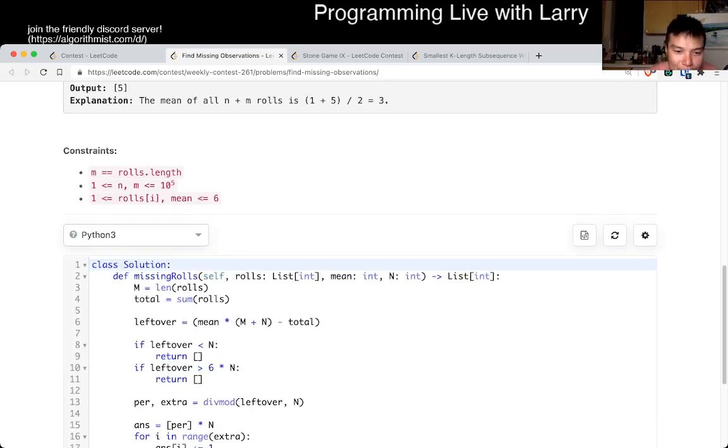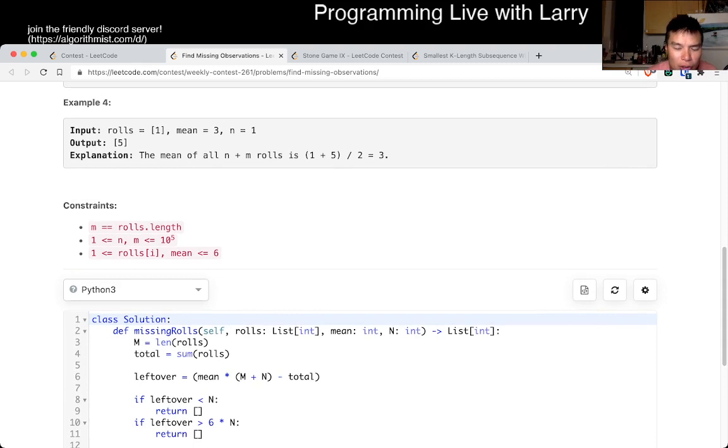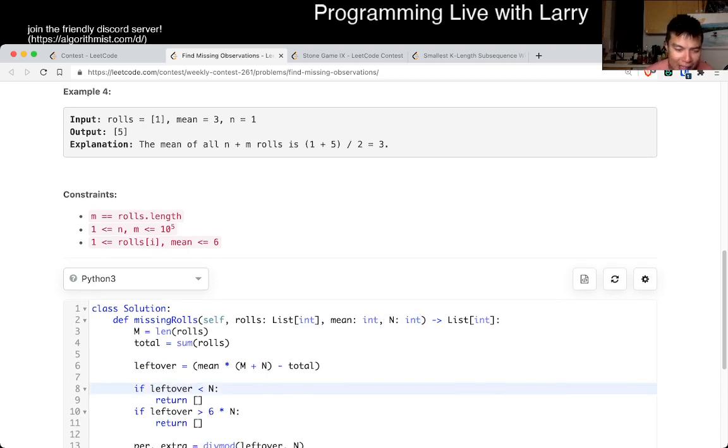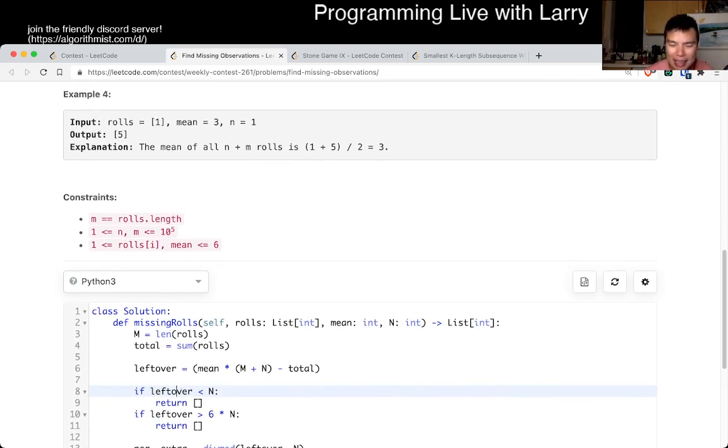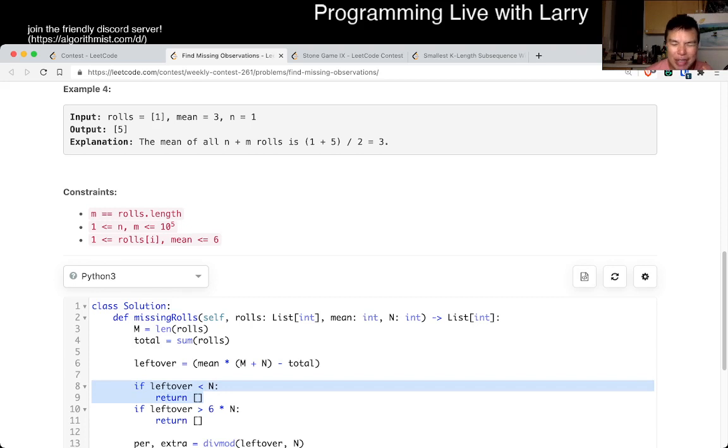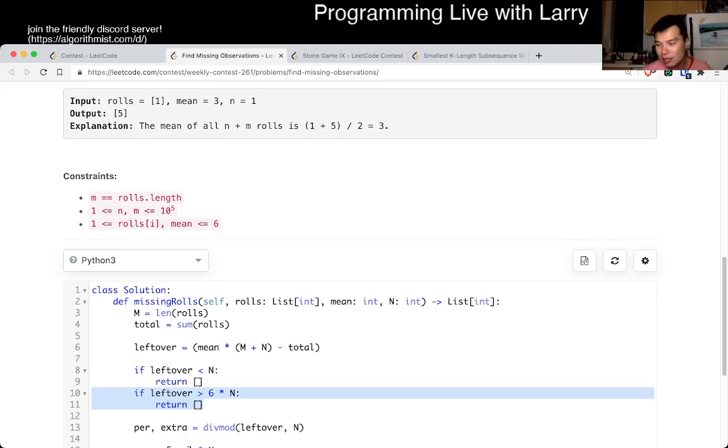So like I said, this is the total of m plus n numbers, and this is the total of just the m numbers on the rows. So this is the leftover, which is basically the sum of the n rows. Then we do a sanity check validation. If it's less than n, that means some of the numbers have to be less than 1, which cannot be possible, so we return empty. If you require a number that's bigger than 6, we also return empty for the same reason.